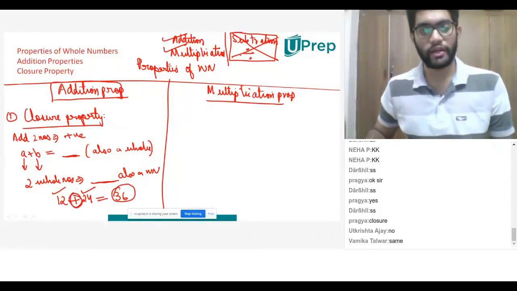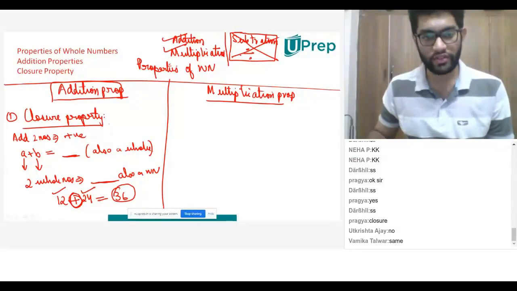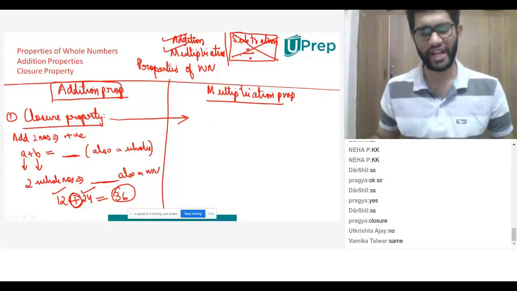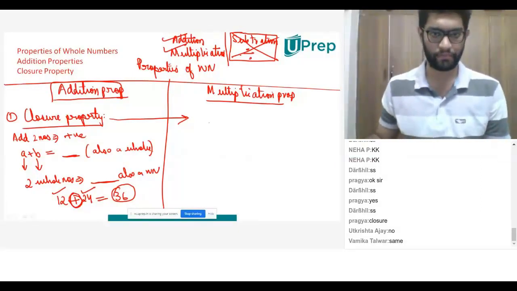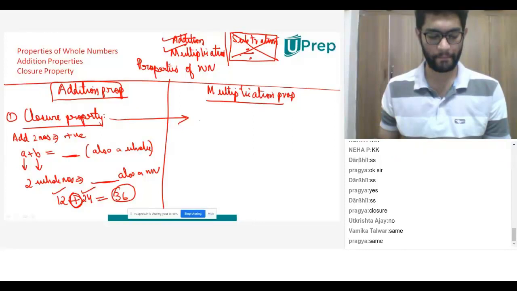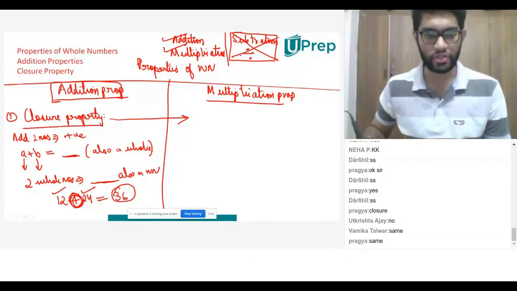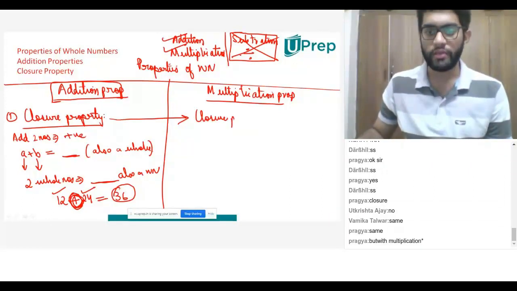That's very clear. Now, if I have to discuss the same closure property in terms of multiplication, what do you think is the answer? What do you think is the property? Slight modification. Anyone who would like to speak? Sir, you can repeat the question. I'm saying in addition property, we just discussed closure property. And because addition was being discussed, plus was the operation. Now, what is the closure property in multiplication?